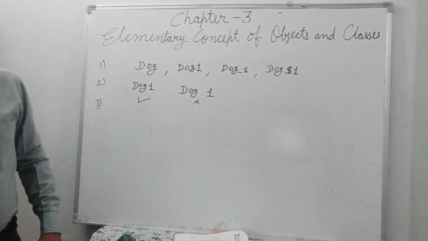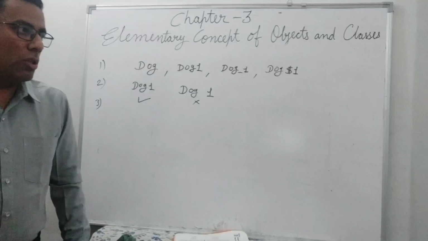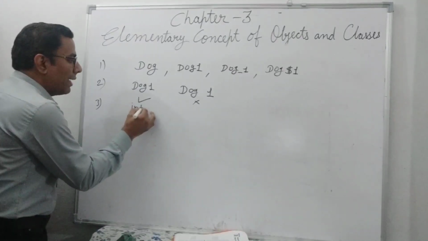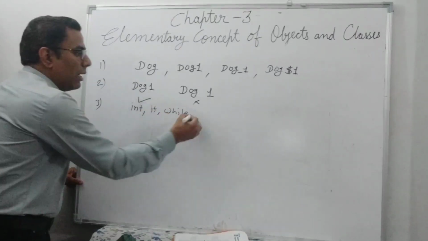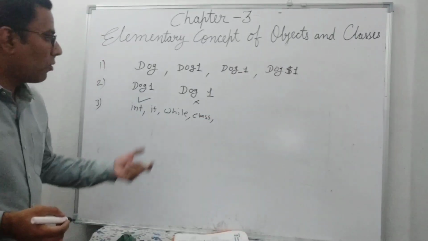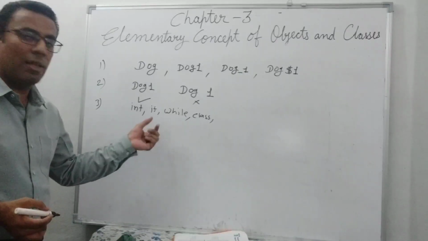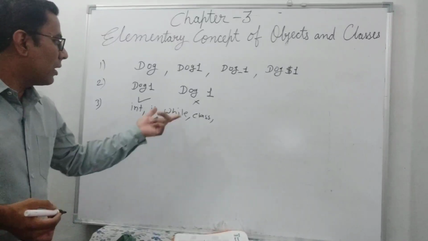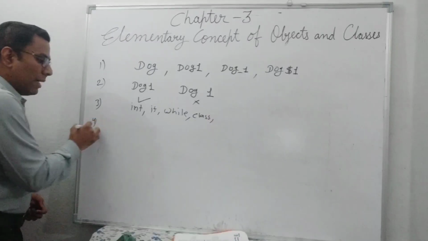The third point: you cannot use any keyword. Any keyword means, for example, int, if, while, class; all are keywords. So you cannot use any keyword. We'll discuss keywords, tokens and identifiers in the next lecture. What a keyword is, we'll discuss later.